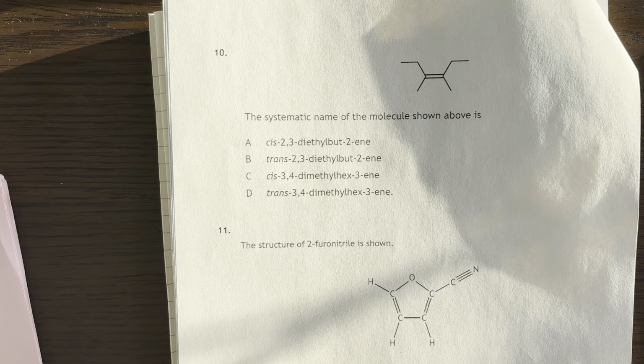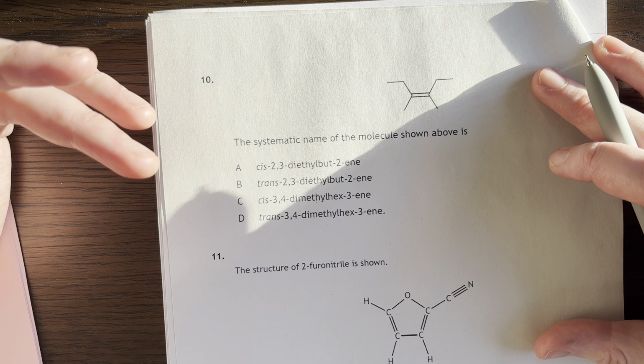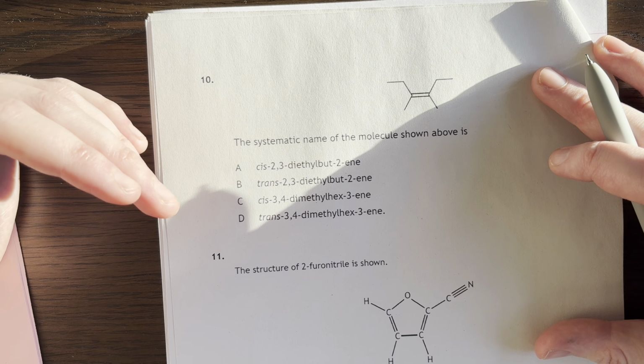Okay, so question 10 gives us straight away a skeletal formula, so hopefully easy straight here. The systematic name of the molecule shown above is, okay, now the first thing I would be suggesting here is clearly it's asking about geometric isomerism, so there's going to be either a cis or a trans isomer present. Before we get to that point, I would suggest that you tackle the systematic naming first.